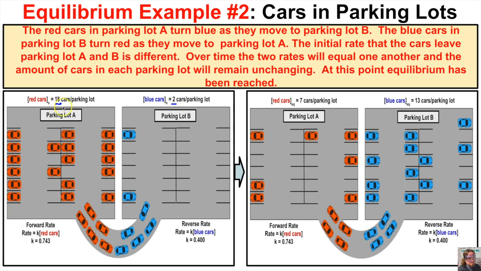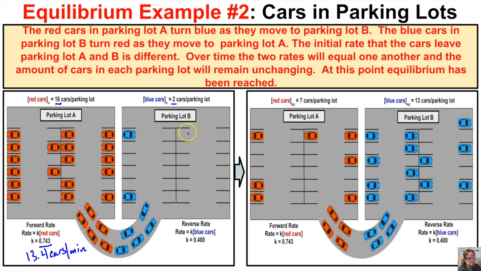We're going to take the concentration times our K value here that we learned about in an earlier video. And so we're going to take 0.743 times 18, and we'll see that our rate is going to end up equaling 13.4 cars per minute. So the red cars are going to leave parking lot A at a rate of 13.4 cars per minute.